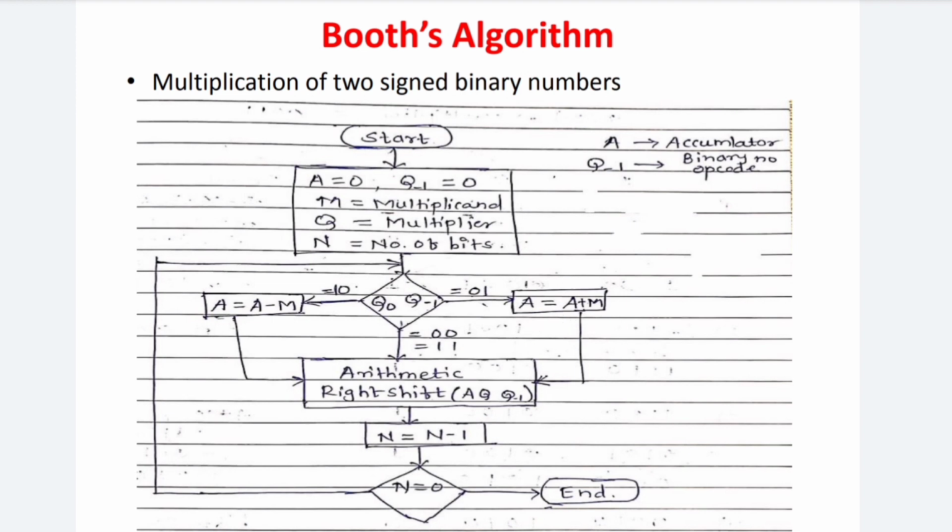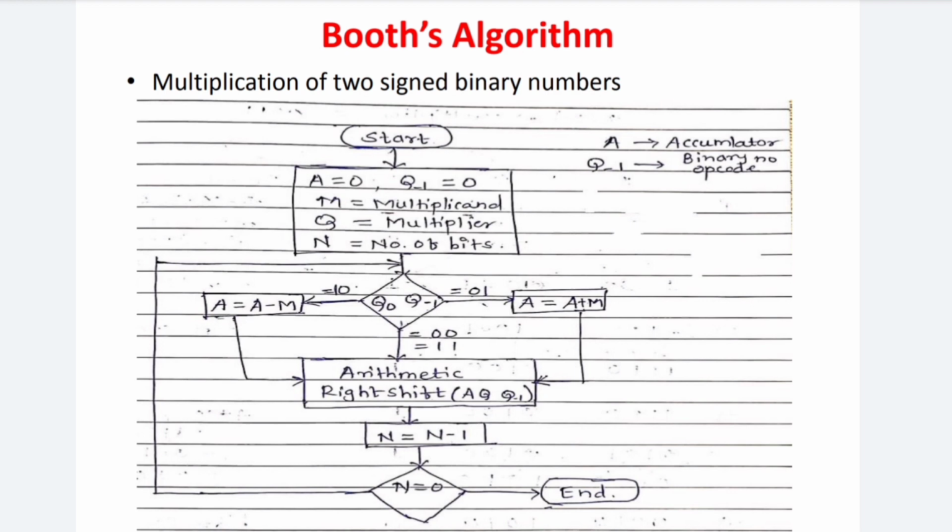and the result is stored in the accumulator. When Q0 and Q-1 are 1 0, at that time A is equal to A minus M, and if Q0 and Q-1 are 0 0 or 1 1, meaning both the bits are the same, at that time we perform arithmetic right shift, and then n is equal to n minus 1. When n is equal to 0, at that time we end the process.